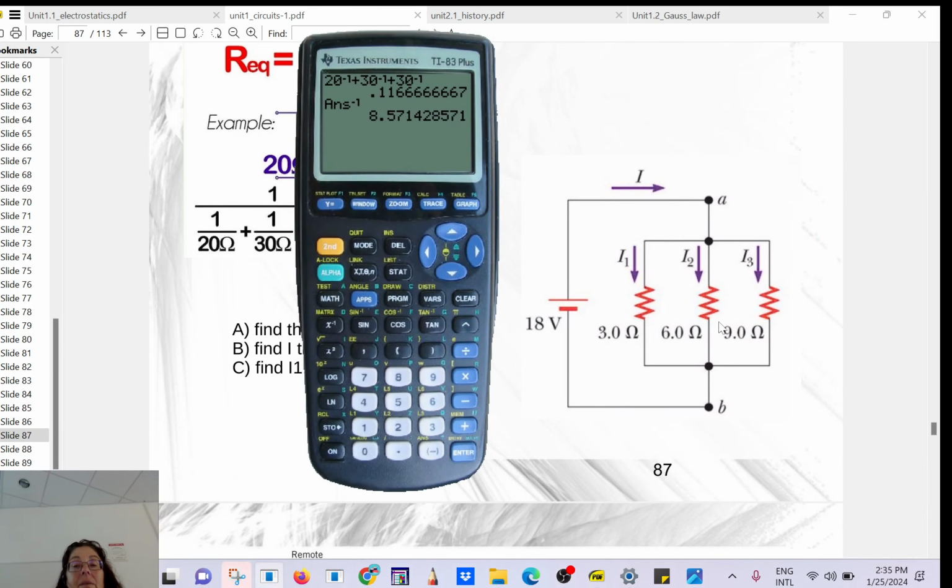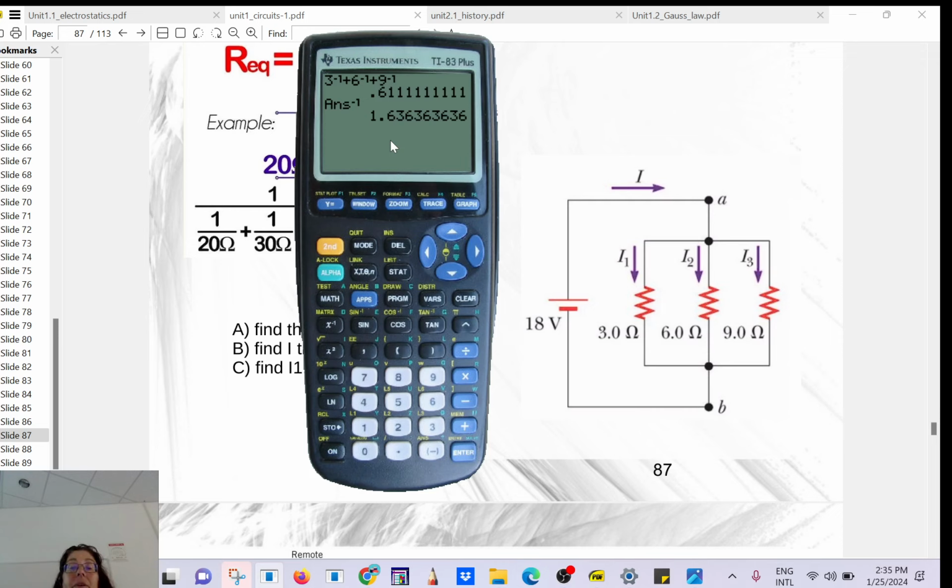So you see, this is a circuit in parallel. All of them will get 18 volt. Okay. And I'm going to find the equivalent resistance. So you go 3 to the minus 1 plus 6 to the minus 1 plus 9 to the minus 1. Enter. And to the minus 1, you get 1.63 ohms.